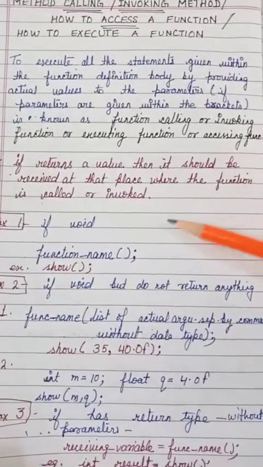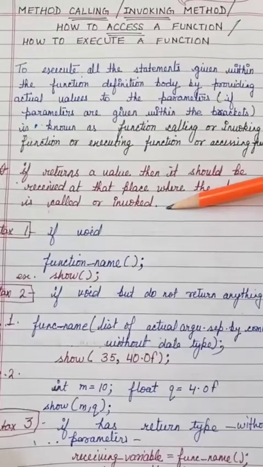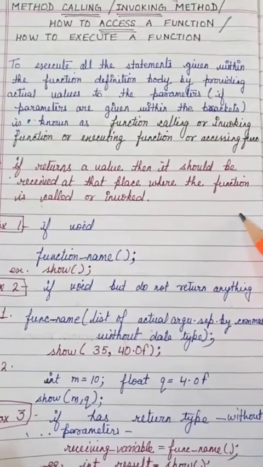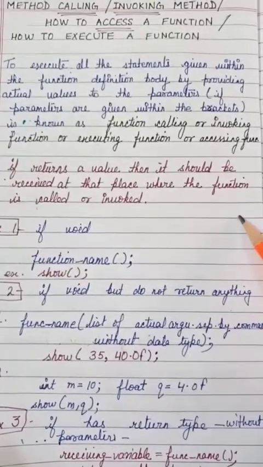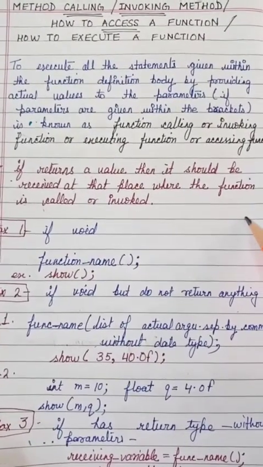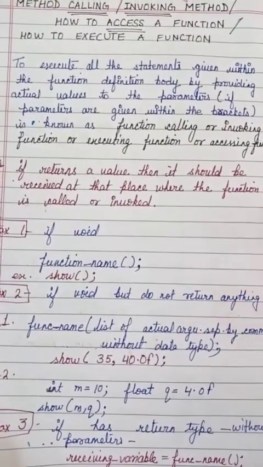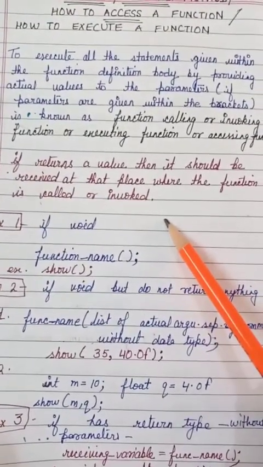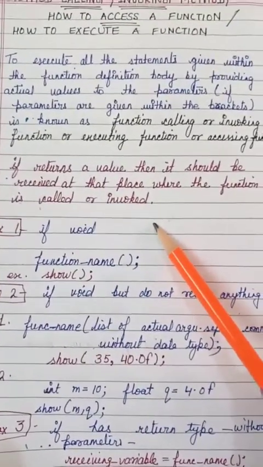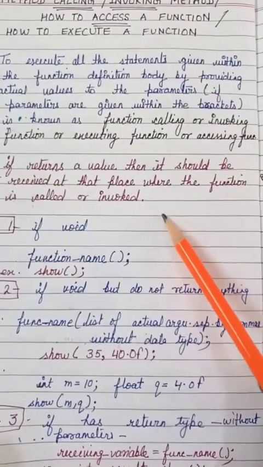And if the function returns a value, then it should be received at that place where the function is called or invoked. If a function returns a value, meaning there is a return type, any type of return data type in the function definition, it means that function is returning some value. In that case it should be received at that place where the function is called or invoked. That value should be received in a variable wherever you are calling that function.